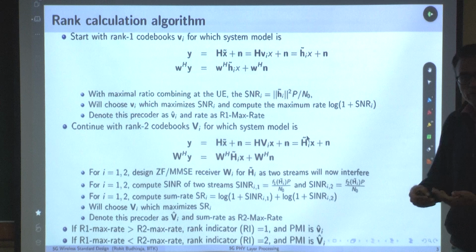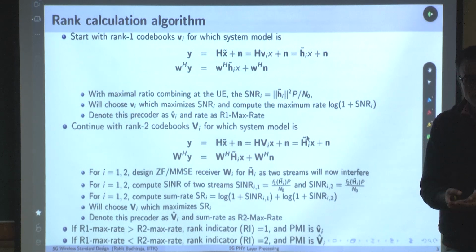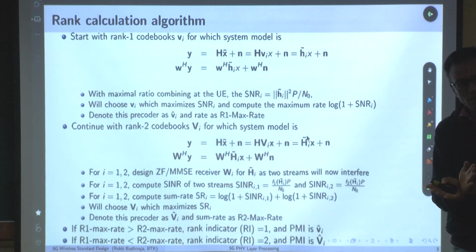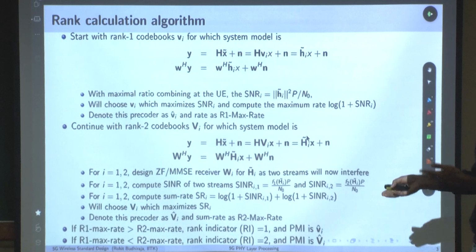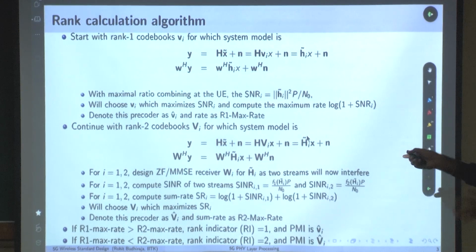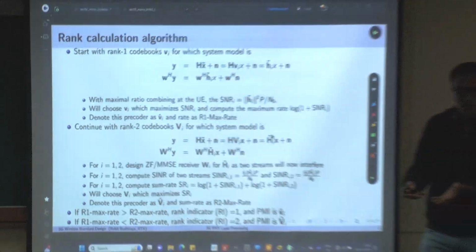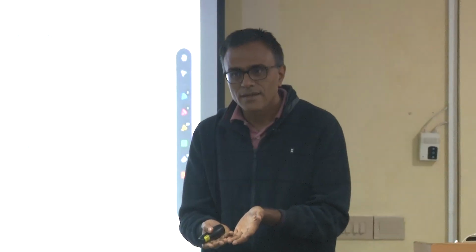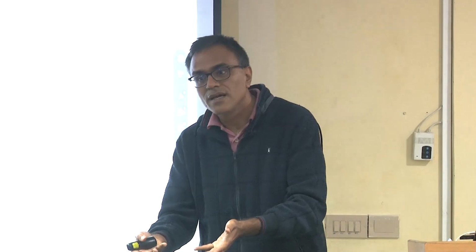Because if the rank of the channel is 1, then when you transmit one stream, you will get a higher rate, right? If the rank of the channel is 2, then this rate will be higher than this rate, correct? Okay, because if the rank is 1 and you transmit the second stream, the stream will never get transmitted, right? Because the rank is 1. System cannot support the transmission of the second layer.